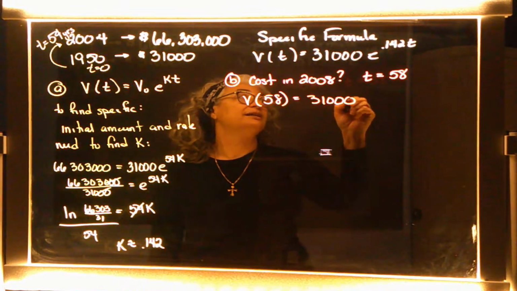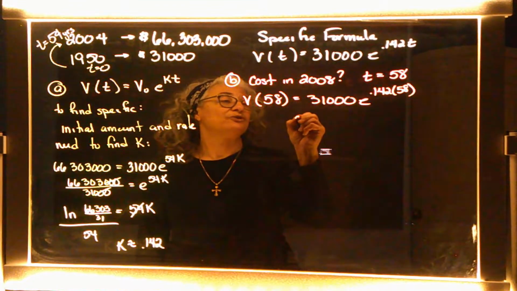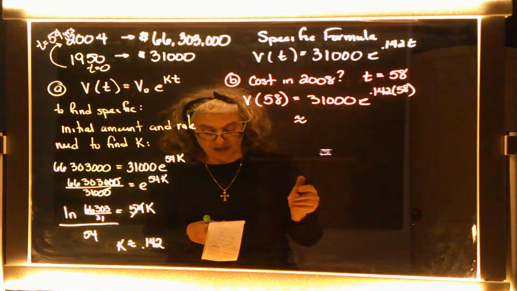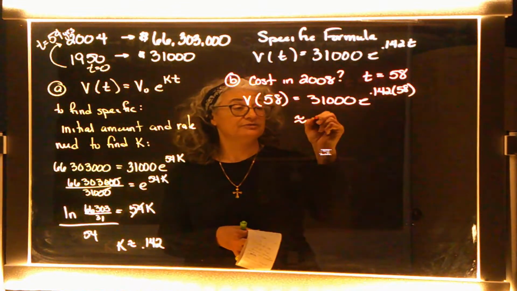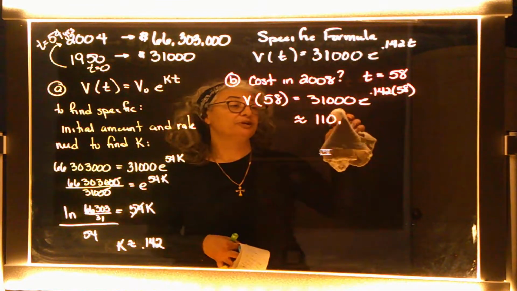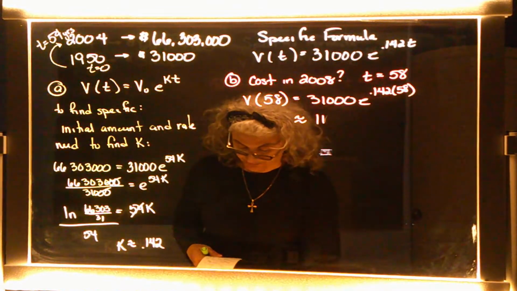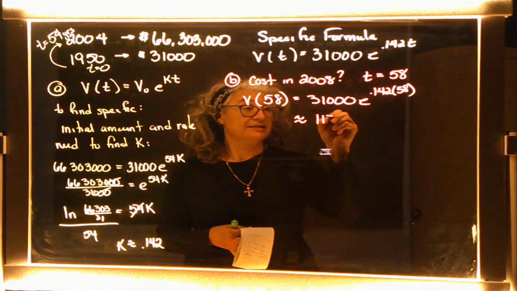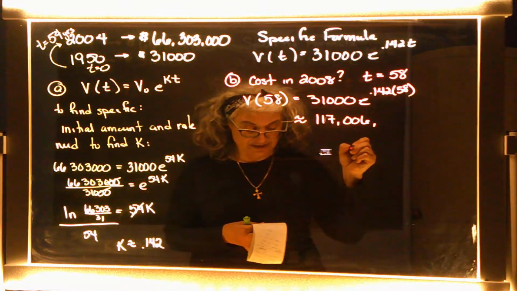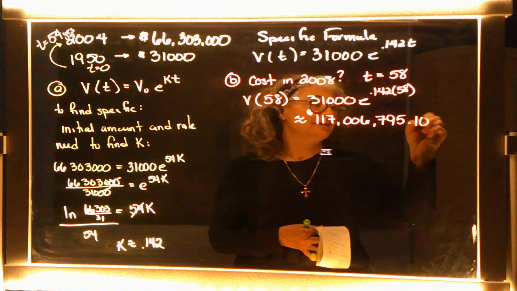We're going to plug in that 58 for the t. You do your finger punching. I've already done mine. Hopefully you and I come up with the same thing. And if you're like, that's too big, that's the right number, because I got an exorbitant amount of money also. Okay, so I ended up with 117,006,795 because this is still money and 10 cents.